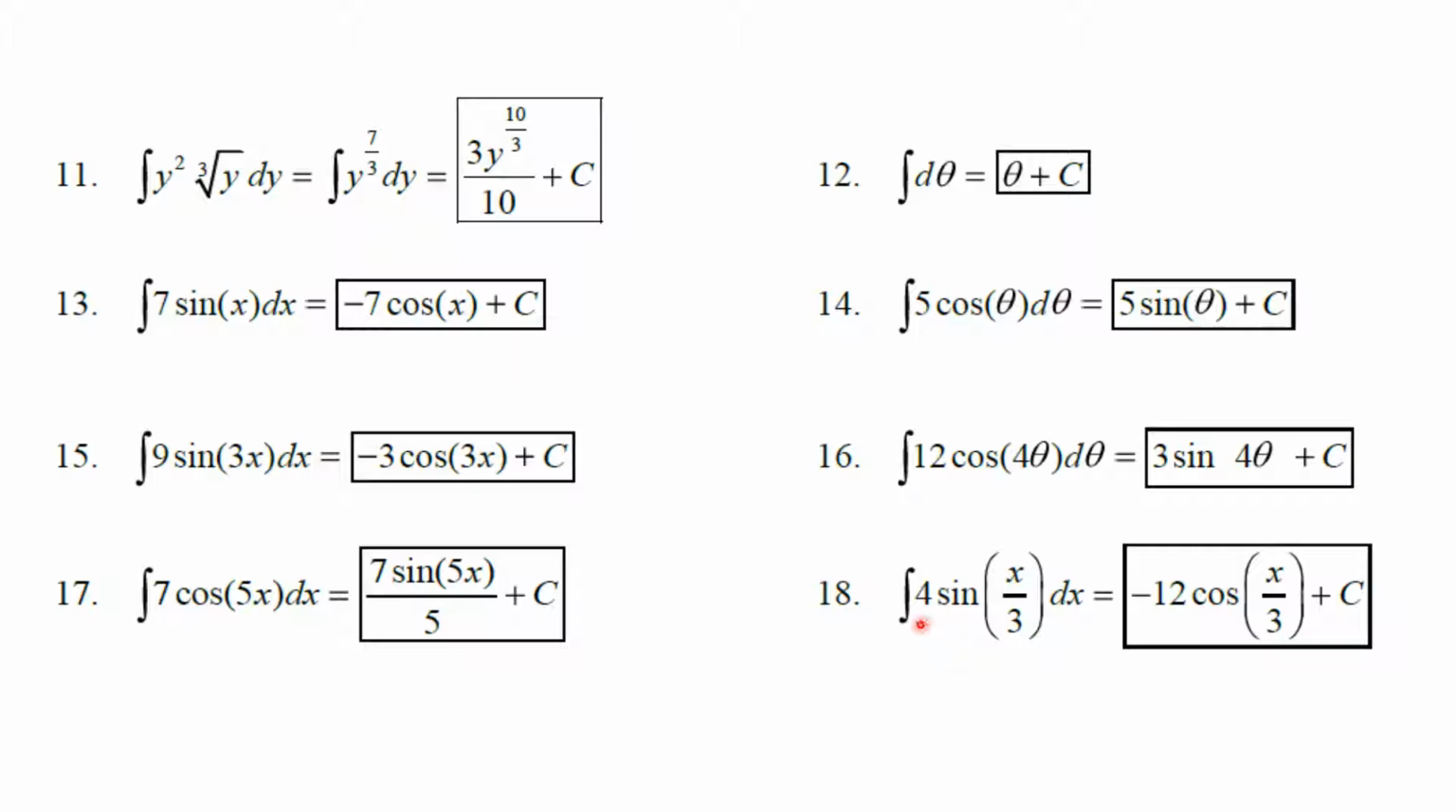Same goes here. 4 sine x over 3 becomes, integrate sine x over 3 is negative cos x over 3. And it is divided by 1 over 3 because that is the coefficient of x here. So 4 divided by 1 over 3 actually gives you 12 plus c.